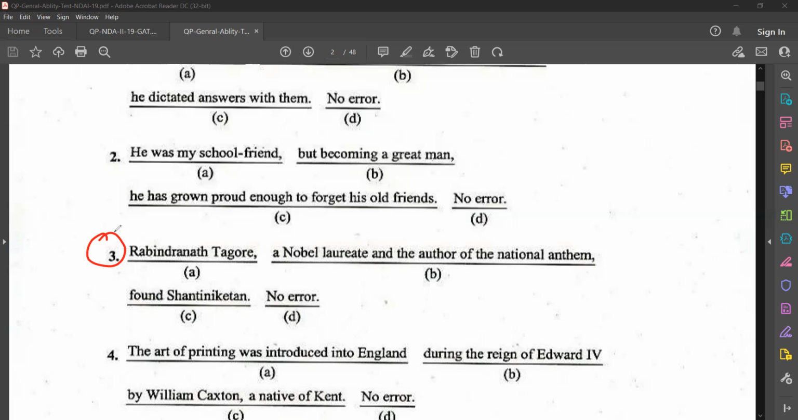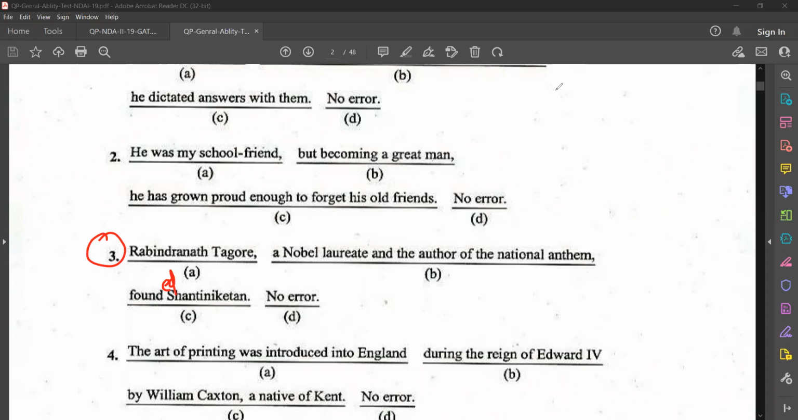Okay, so the sentence should be in simple past tense, isn't it? It should be, he founded Shantiniketan. Found Shantiniketan is not correct. We say someone founded something, isn't it? Rabindranath founded Shantiniketan. So the wrong part is part C.